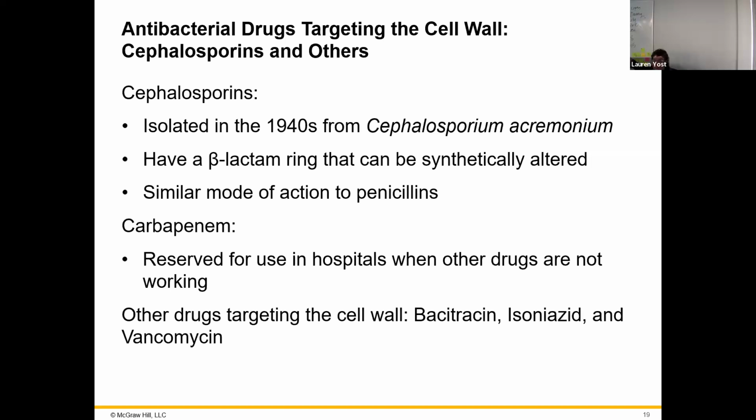But other drugs that affect our cell wall: bacitracin, which you guys know as Neosporin, the triple antibiotic ointment. Bacitracin is one of those antibiotics. It affects the cell wall. We have isoniazid, which affects the cell wall of mycobacterium, like tuberculosis. It's a tuberculosis drug. And then vancomycin.